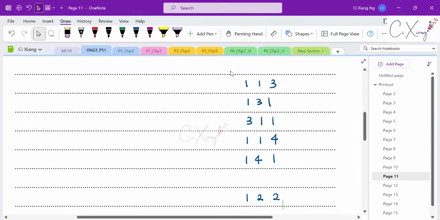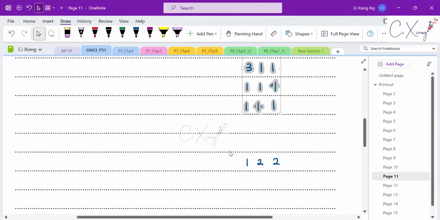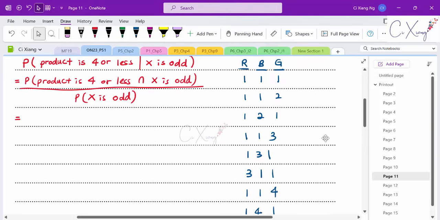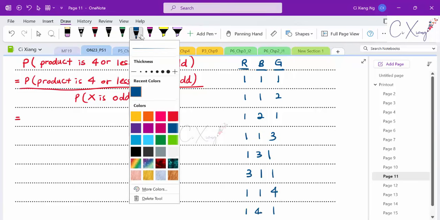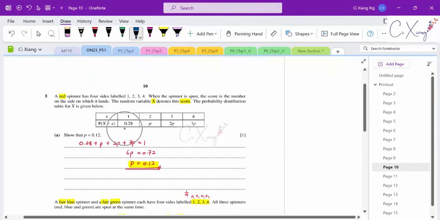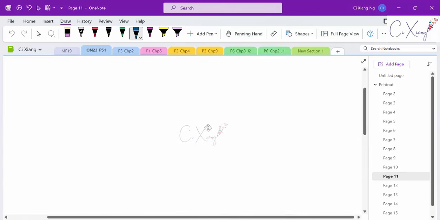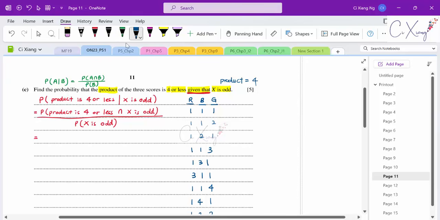Okay, so let us move it slightly higher. Then now again, you can start to calculate the probability for every single case here. So when red color equals to 1, go back to your first table just now. When X equals to 1 or red color equals to 1, it is equal to 0.28. So you continue further, this one is 0.28.